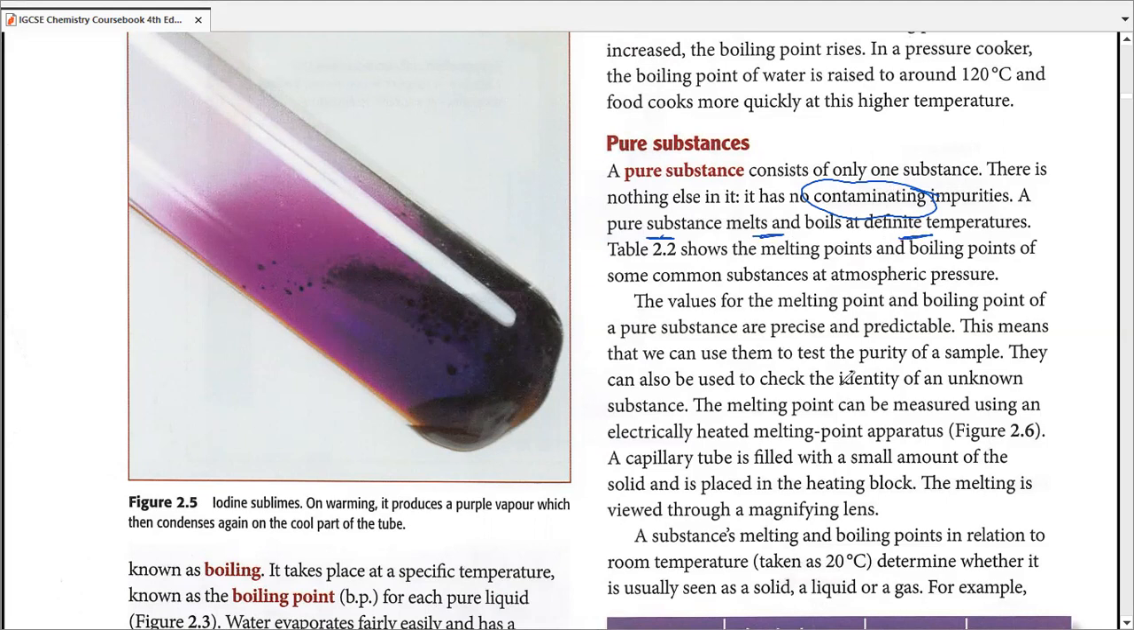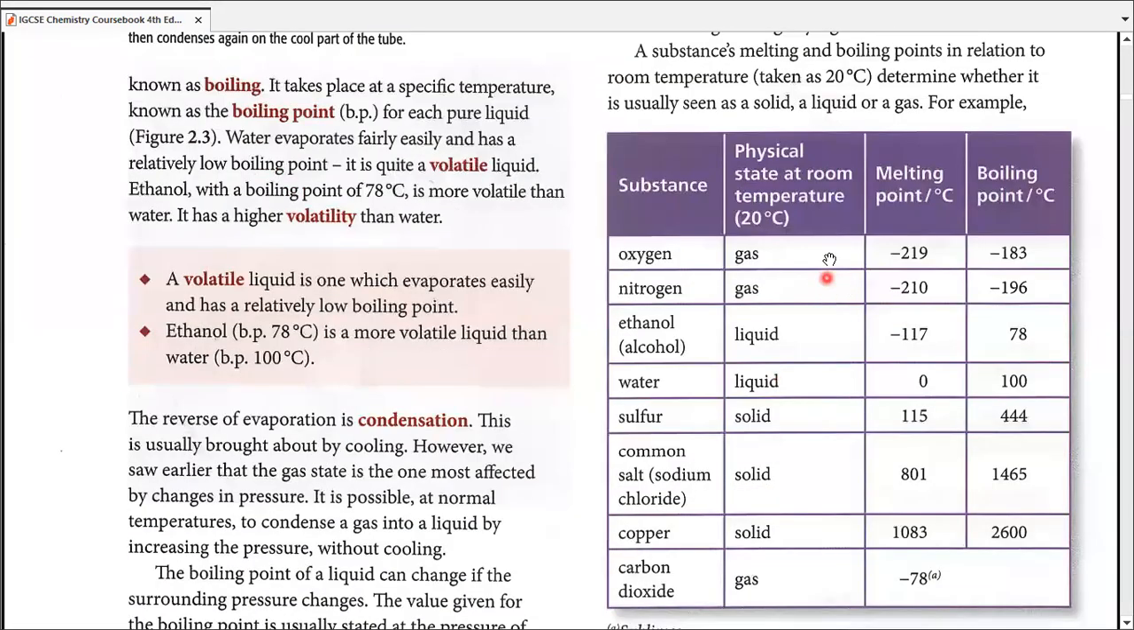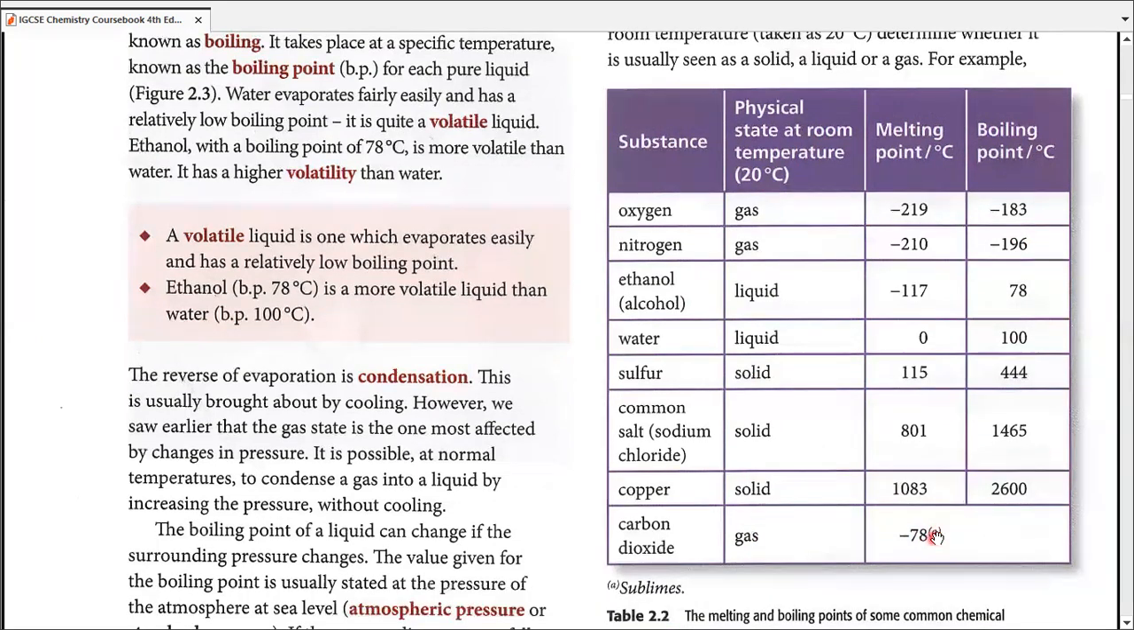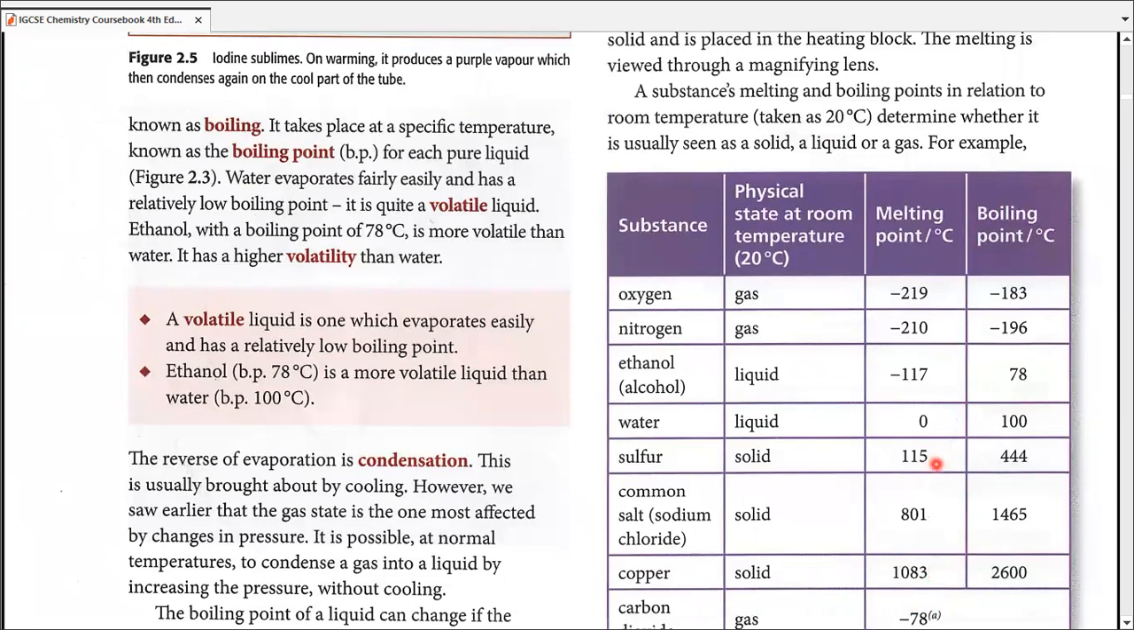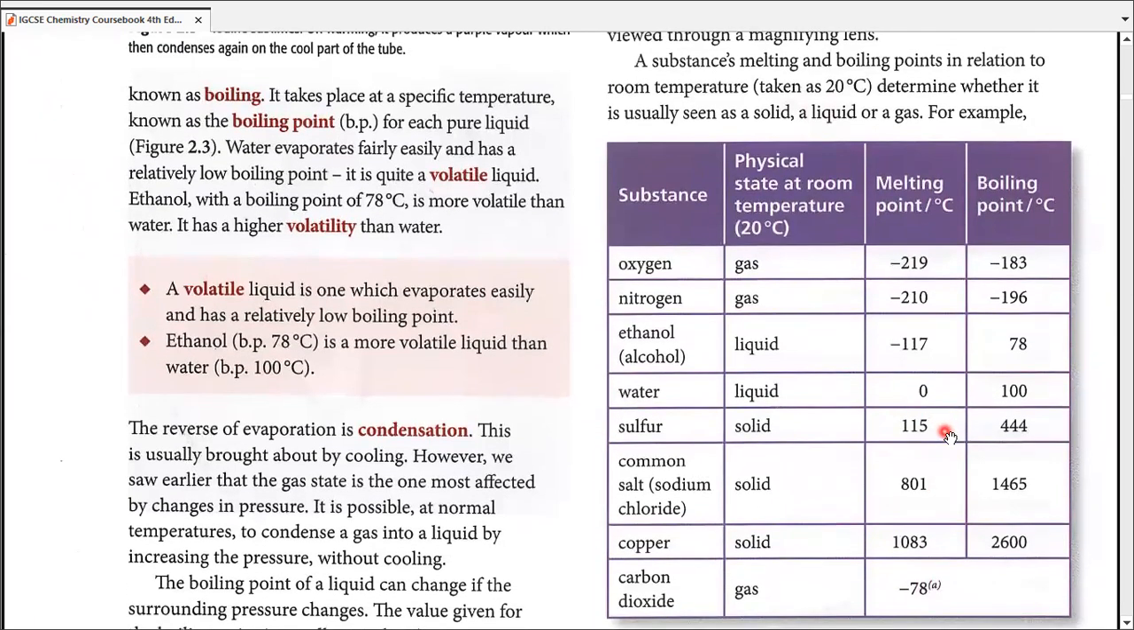For any pure substance, there is a specific temperature at which it is going to melt or boil. We have a lot of examples in this table. Oxygen, nitrogen, there are gases, there are liquids, there are solids. And we also have one example of sublimation, carbon dioxide at the bottom of the table. I hope you understand that at negative 78 degrees centigrade, this gas can be converted directly into solid, or the solid can be converted at any temperature higher than negative 78 back into the gas.